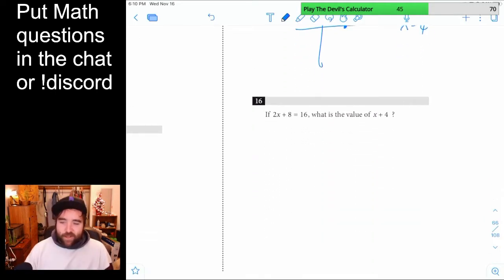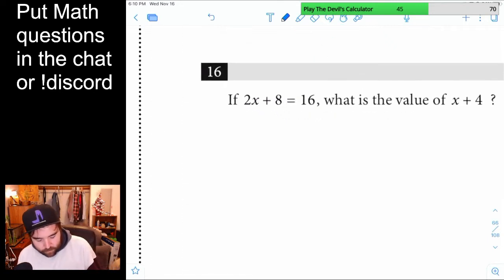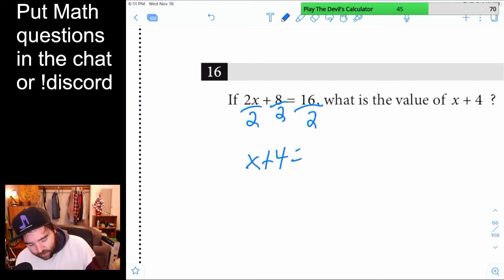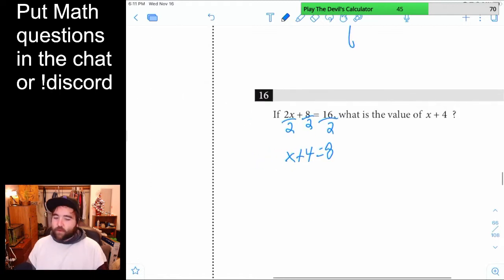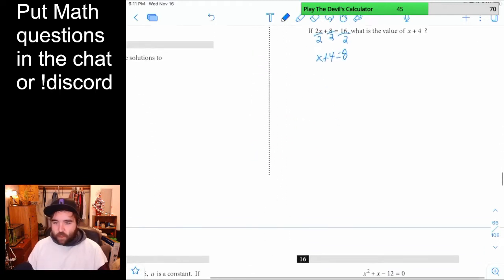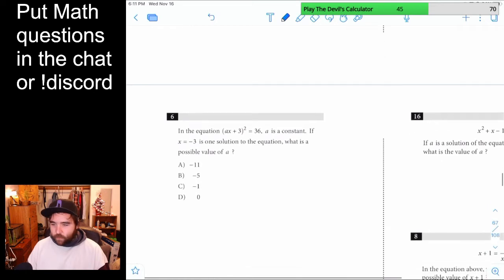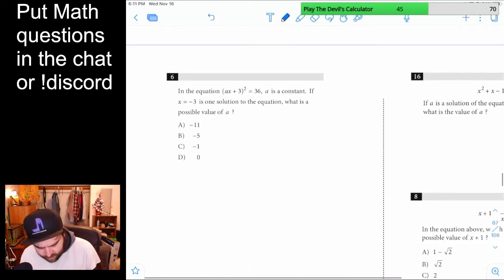This one's fun. They tell us that 2x plus 8 equals 16. What is x plus 4? So, of course, we could solve for x. But look, all we need to do is divide everything by 2. And that gets us that x plus 4 is 8. Beautiful. Got to take advantage of those quick ones when you can. All right, so on to the next page.